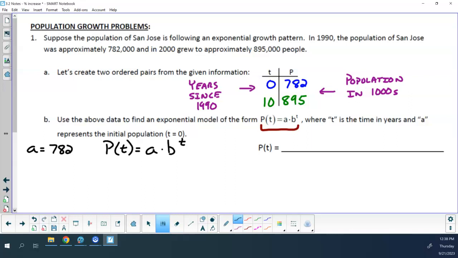Then we can use the other one. 895 would be our population value. 782 is our A value. We don't know what our B value is, but we know that T is 10 for our population to be 895,000. What I would like you to do now is solve this for B. Round it to 4 decimal places.